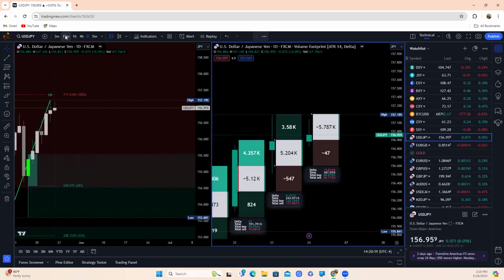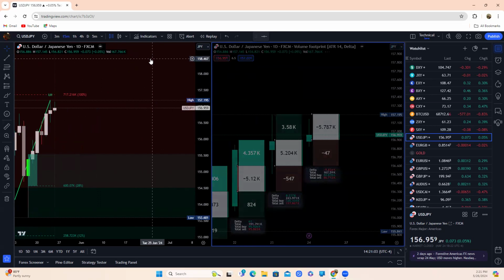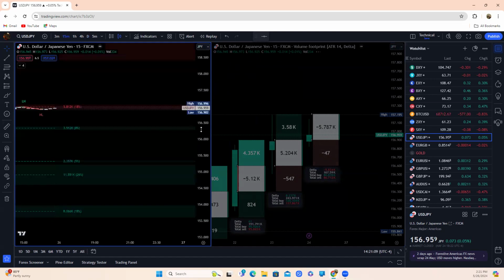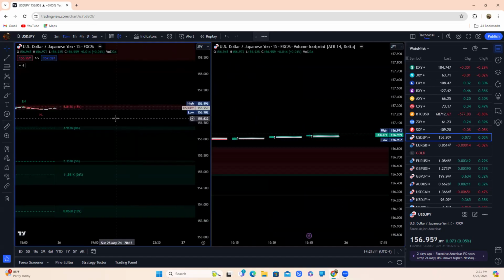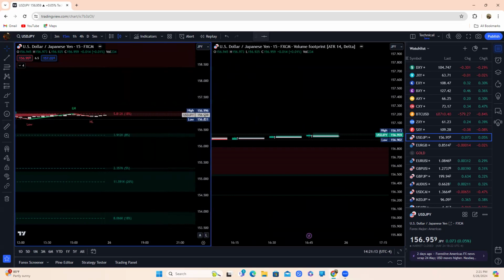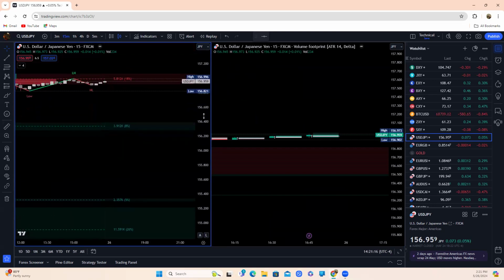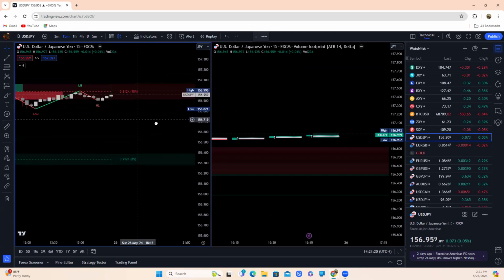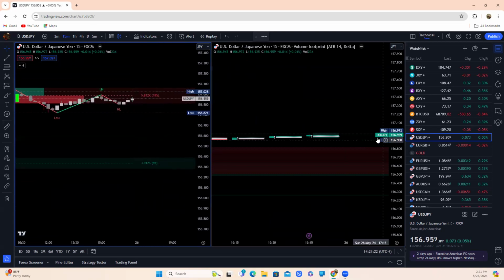All right, so we'll take it back down to the 15-minute on both sides. And I believe that's going to take us to the end of our analysis on UJ for the day and give us an idea of our possible trade setups for the coming week.